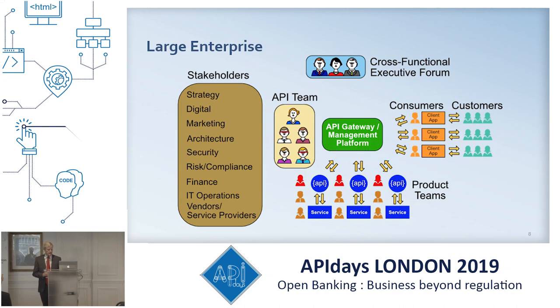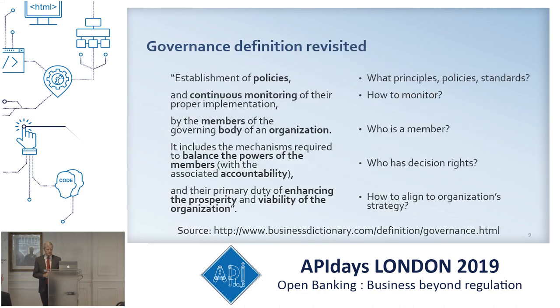So I want to go back to the definition that I showed earlier. I think it makes a little bit more sense if we break it down a little bit further. It's a little less scary. I've shown you some other diagrams. In order to define the governance, you need to think about what are the principles, policies and standards you're going to follow. That it needs to be continuously monitored. It's not something that's one and done. You don't just set it up.